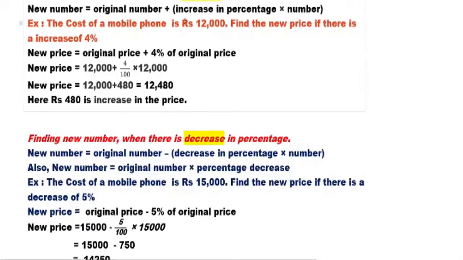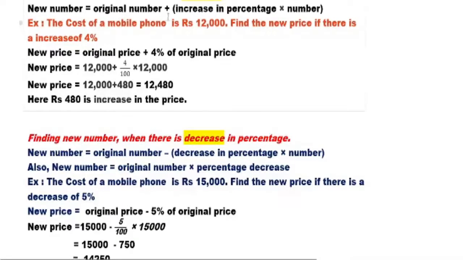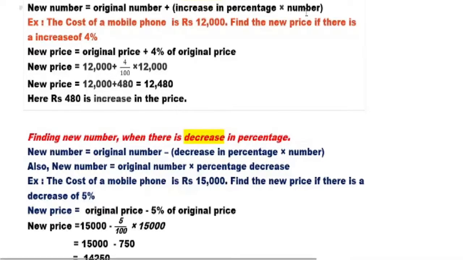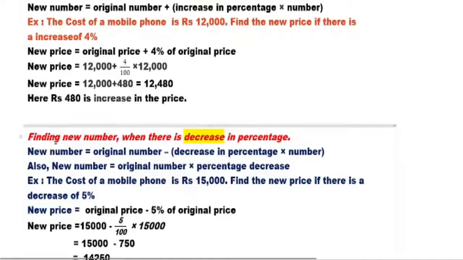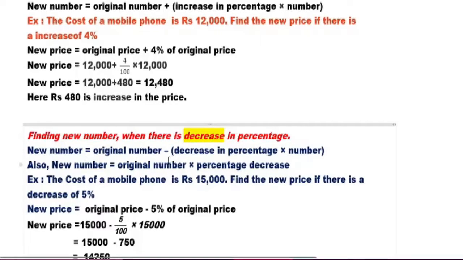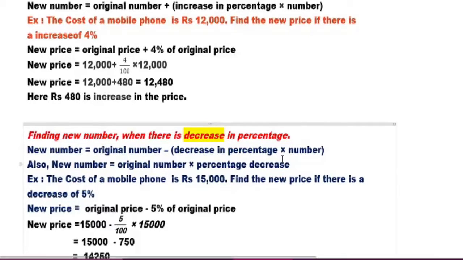So for increase in percentage, you can see here original number plus increase in percentage into number. Now second one, how to find the new number when there is a decrease in percentage. You can write the same formula, but here the minus sign is here. New number equals original number minus decrease in percentage into number. If the price of a quantity is decreased, that means the new price will be less than the original price.